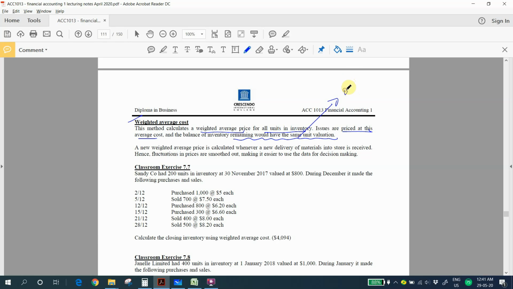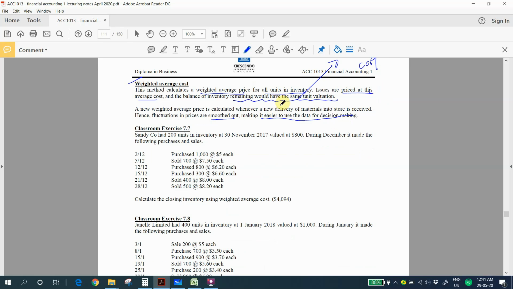It means that we will average the cost of our stock when we issue. A new weighted average price is calculated whenever a new delivery of material into stock is received. Hence, fluctuation in price are smoothed out, making it easier to use the data for decision making. So we are going to try classroom exercise 7.7. So let's see what are the differences between weighted average cost as compared to our first in first out and last in first out.